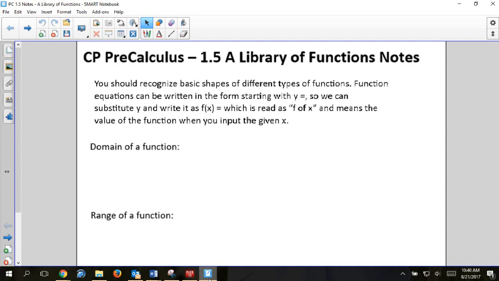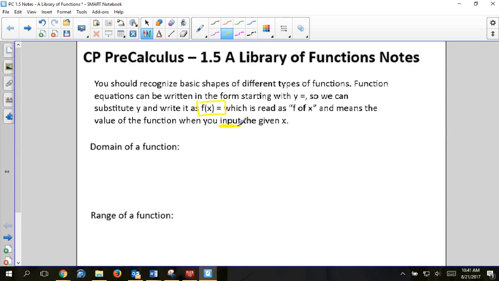Functions are equations that can be written in the form y equals. They would be functions you could solve for y. And because they are solved for y and they're functions, we give them a fancy symbol. Instead of y equals, we write f of x equals, which is read f of x and means the value of the function when you input the given x. F of x is the value of the function at that particular x. So I'm using the word input.